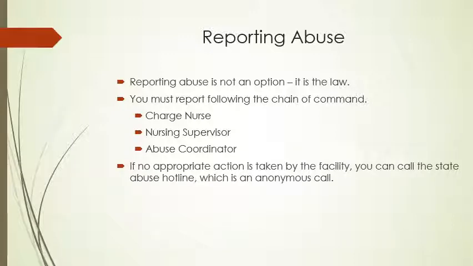Say you report abuse. You know somebody's being abused. You've reported it, but you feel that the facility did not take appropriate action. They didn't do what they were supposed to do. You can call the state abuse hotline. It's an anonymous call. It's typically for elderly patients or patients with special needs, somebody that can't report this on their own, and let them know about the potential abuse. However, once again, I cannot say this enough. You should follow the chain of command.